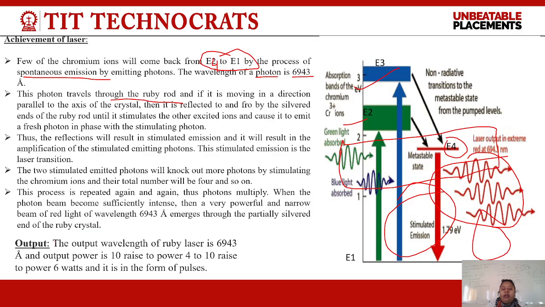We can say that the output wavelength is 6943 angstrom, and the output power is 10 to the power of 4 to 10 to the power of 6 watt, and it is in the form of pulses. This laser is not a continuous laser, because the laser produced by three level pumping is always a pulse laser.